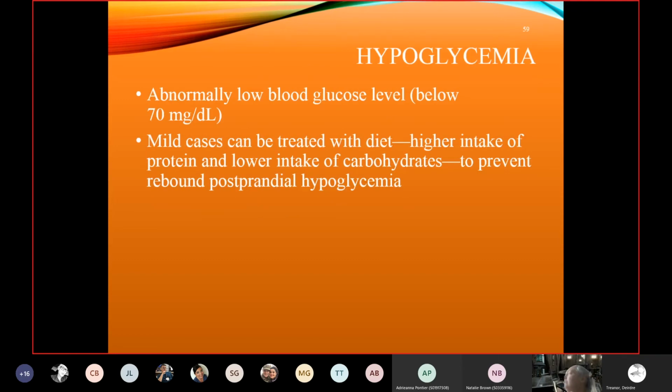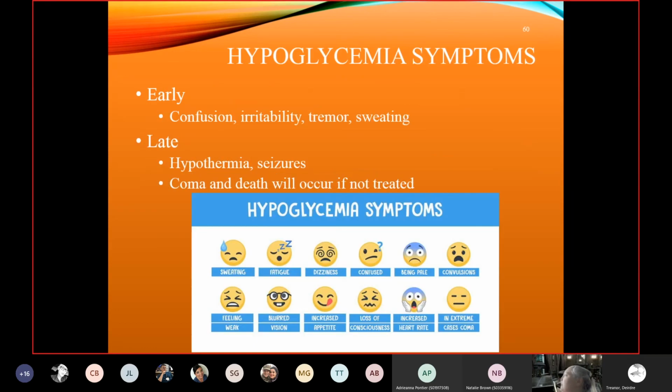Hypoglycemia is when you have a blood glucose below 70. Mild cases, you can give them something to eat. Higher, more severe cases, you need to actually give them more. So early hypoglycemia can be confusion, irritability, tremor, sweating. Late hypoglycemia, so their temperature drops, seizures, coma, or death if it's not treated. The brain needs a constant amount of glucose, so not enough glucose doesn't help.